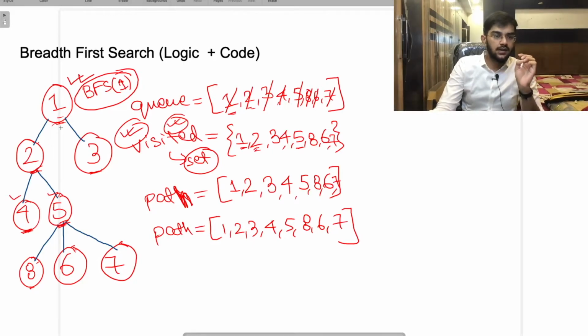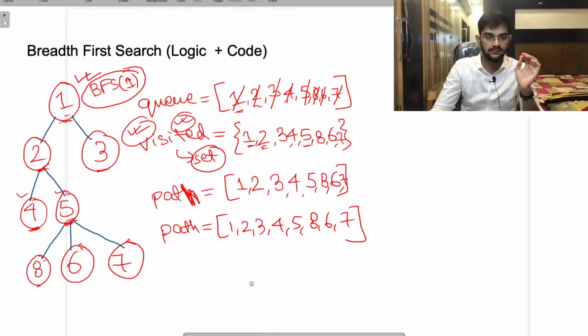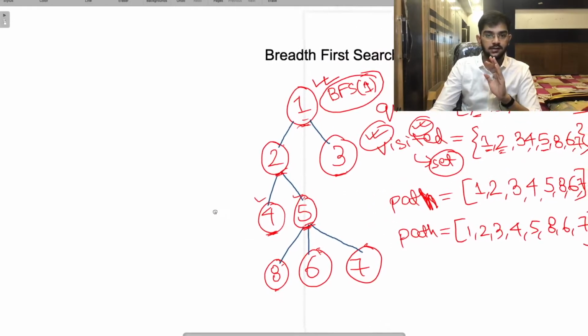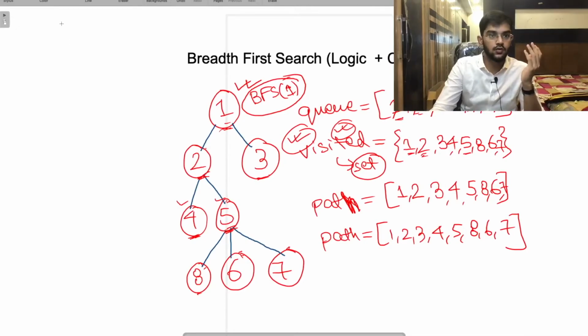Notice that we are actually doing a level order traversal of the given graph. This is why I have represented this in the format of a tree. So we are doing a level order traversal. Now check what I'm trying to say here. Just forget about the path as of now. Just imagine that I don't have any path. So how do I do a breadth first search starting at node 1? So BFS at 1. How do I do that?